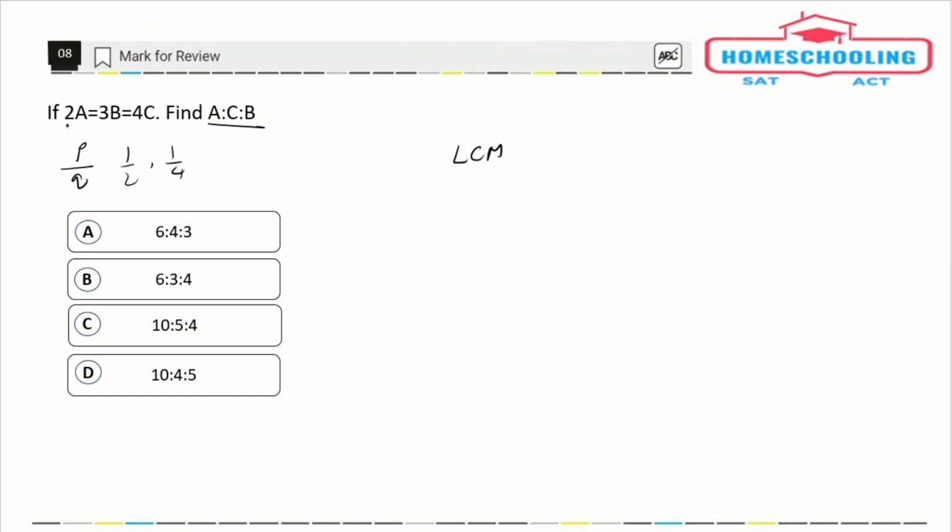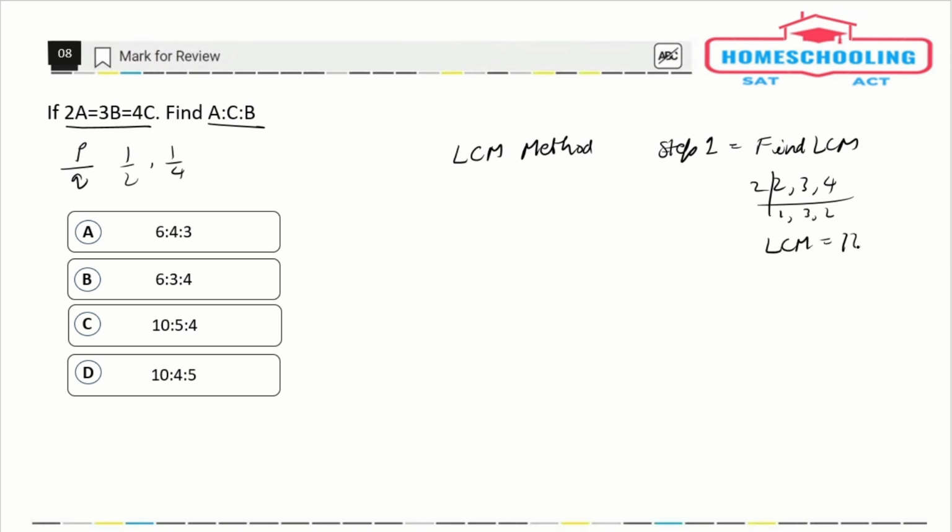But if something is given like this, where whole numbers are attached to a variable, for this also we will use the LCM method, but the method is slightly different. So first, step 1, find the LCM. 2, 3, 4, their LCM would be 12.